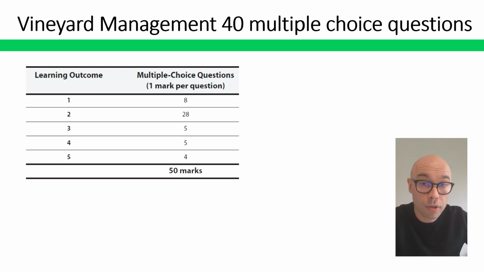So these 40 multiple choice questions will be part of learning outcome number 1, from which you get 8 questions of the 54 multiple choice part of the exam.